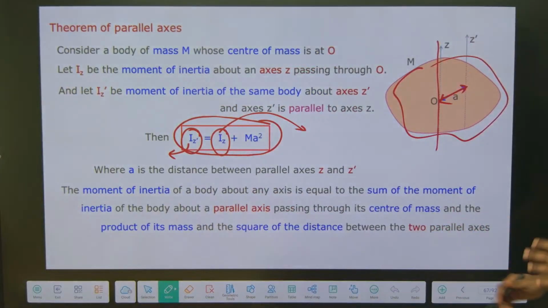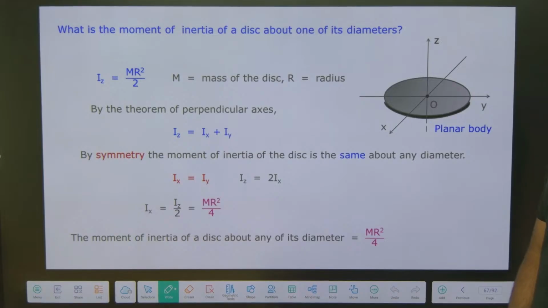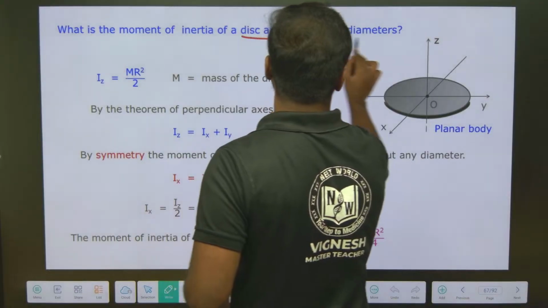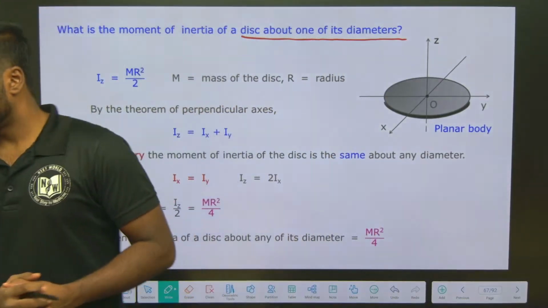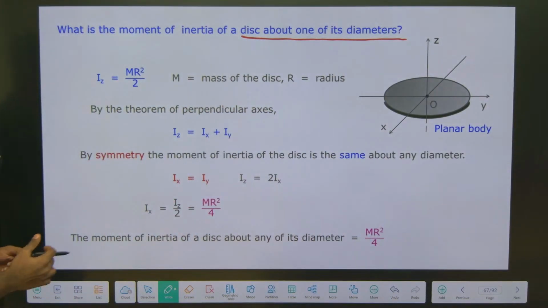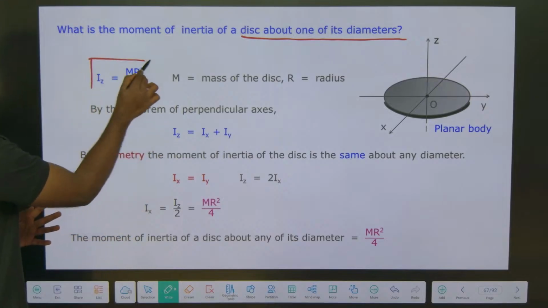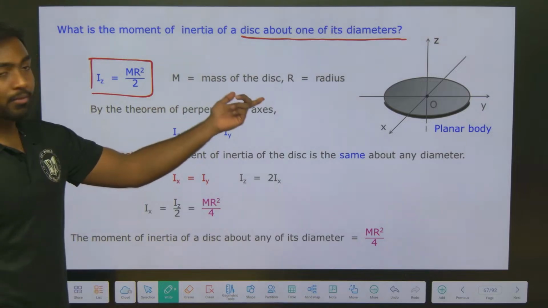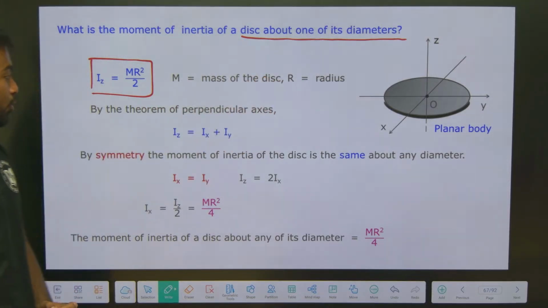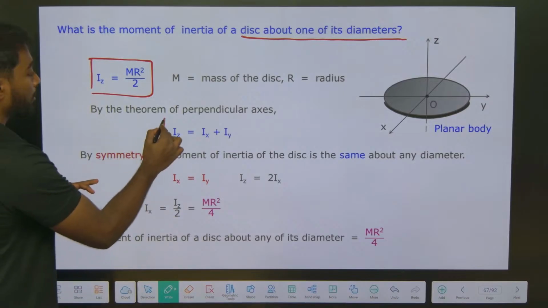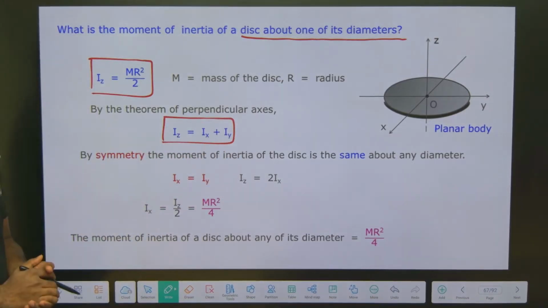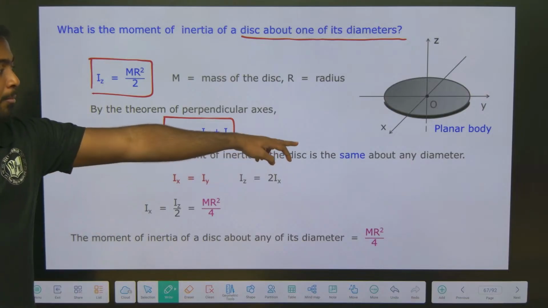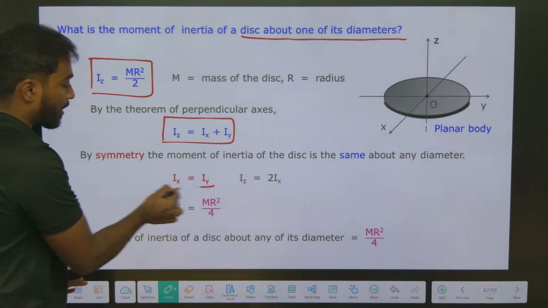Now we will see the perpendicular axis. What is the moment of inertia of a disc about one of its diameters? We know that Iz will be equal to m r square by 2, where m is the mass of the disc and r is the radius. So Iz will be equal to Ix plus Iy. When we talk about symmetry, the moment of inertia of a disc is the same about any diameter. So Ix and Iy will be the same.